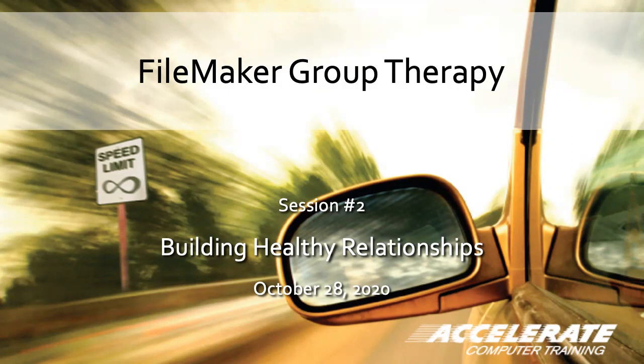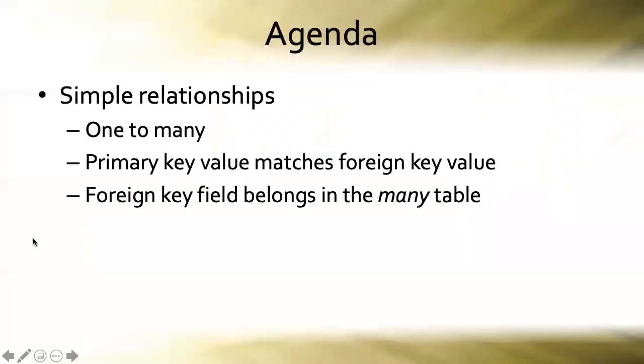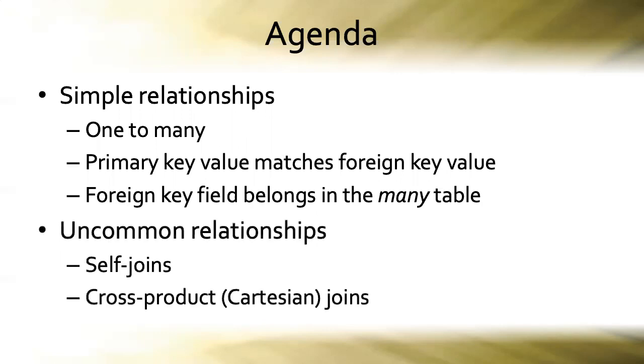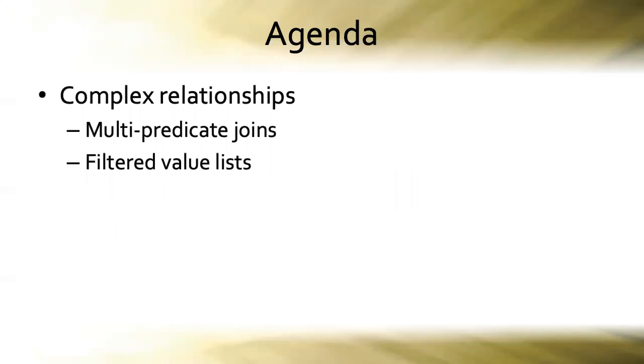In today's session, we're going to look at, first of all, simple relationships, the one-to-many kind, where the primary key value matches the foreign key value, and the foreign key field, we remember, belongs in the many table in those kinds of relationships. We're also going to look at some uncommon relationships like self-joins and cross-product, otherwise known as Cartesian joins. And then next we'll look at some complex relationships like multi-predicate joins and filtered value lists.